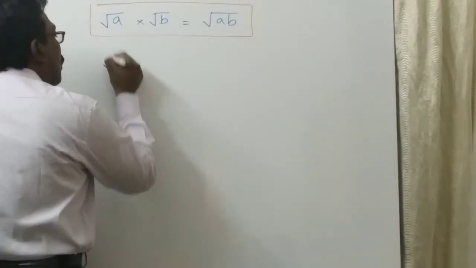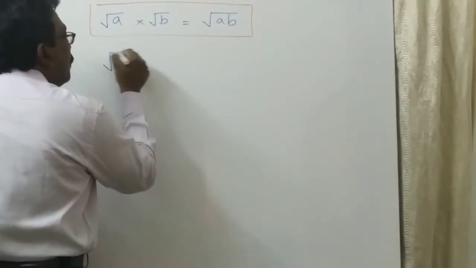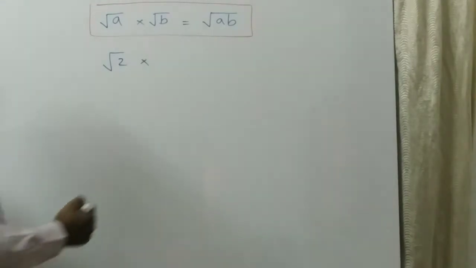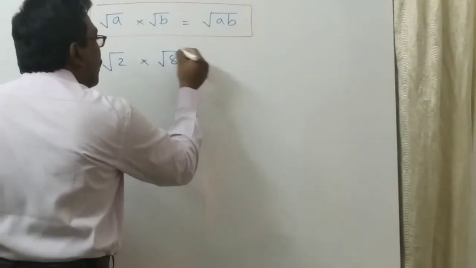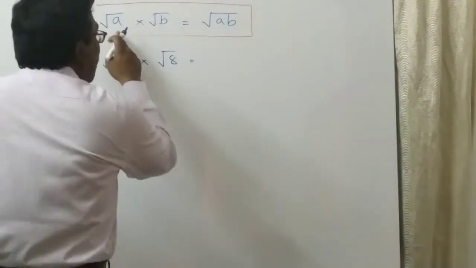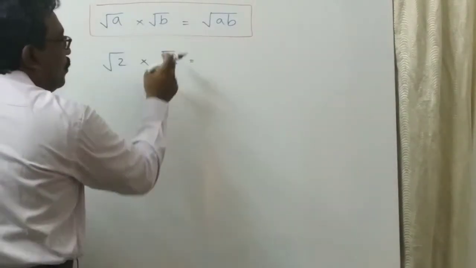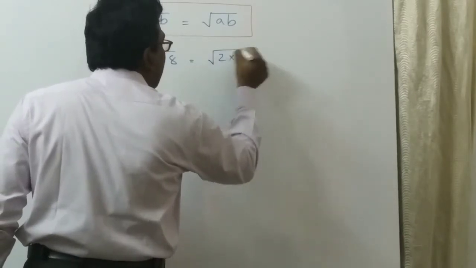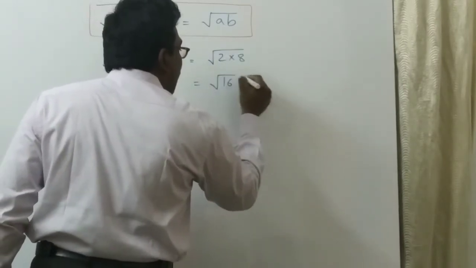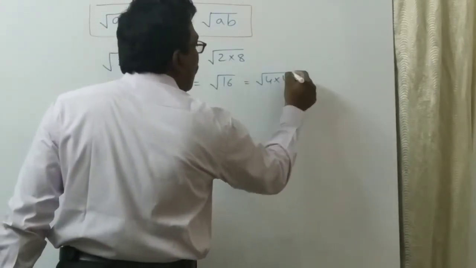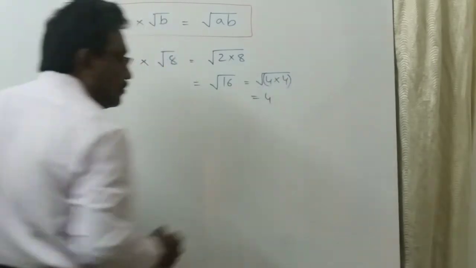Suppose root 2 into root 8. Both are not perfect squares. If you follow this pattern, root A into root B is equal to root of AB, then root of 2 into 8 is root 16. Root 16 can be written as 4 into 4, so it is 4.